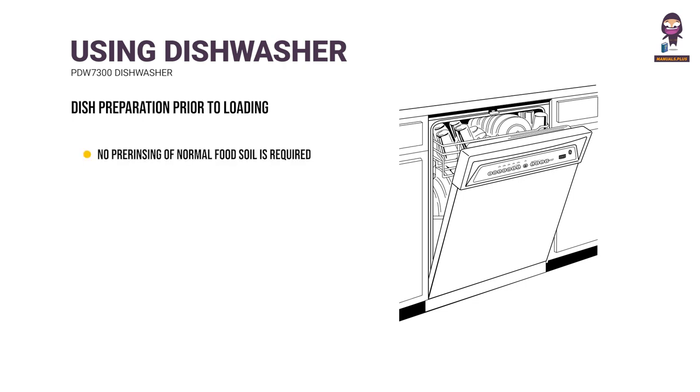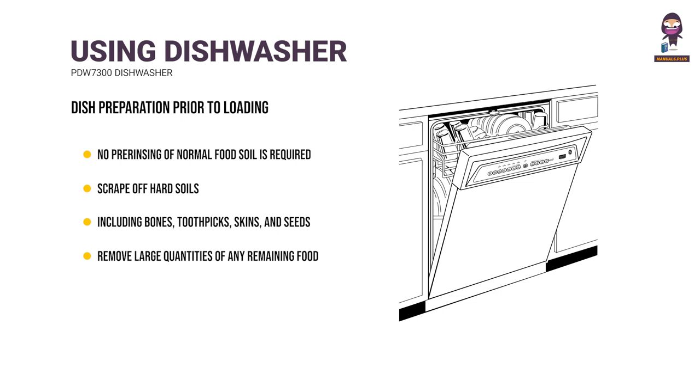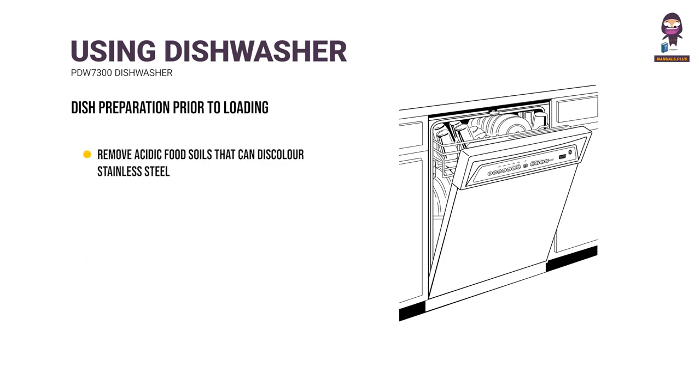Dish preparation prior to loading. No pre-rinsing of normal food soil is required. Scrape off hard soils, including bones, toothpicks, skins, and seeds. Remove large quantities of any remaining food. Remove leafy vegetables, meat trimmings, and excessive amounts of grease or oil. Remove acidic food soils that can discolor stainless steel.